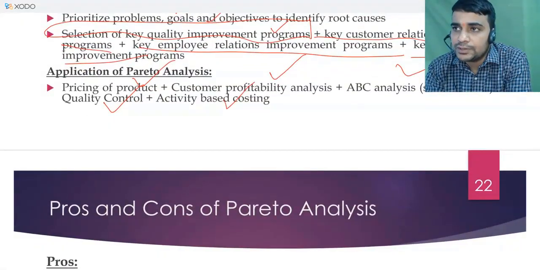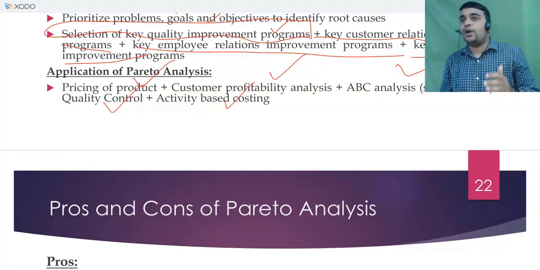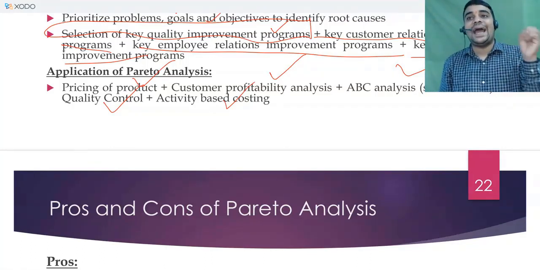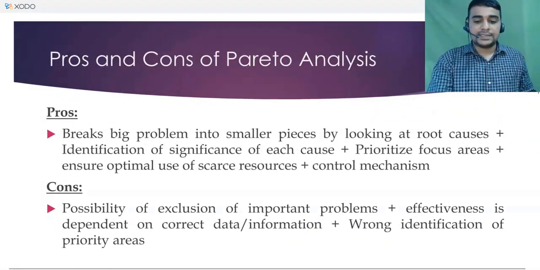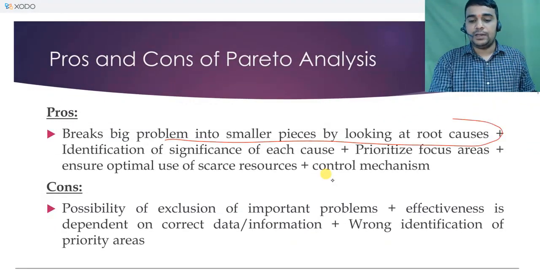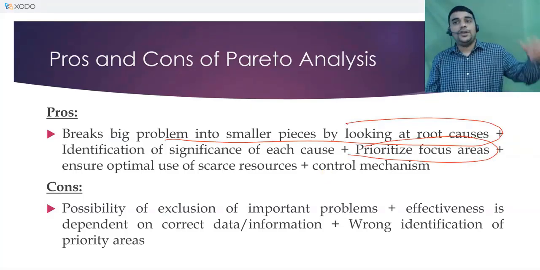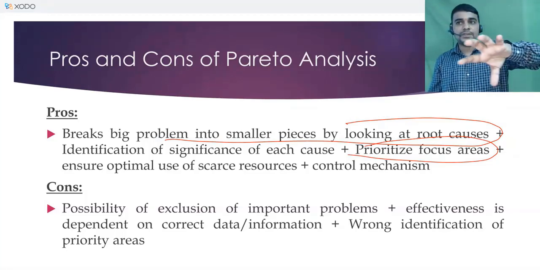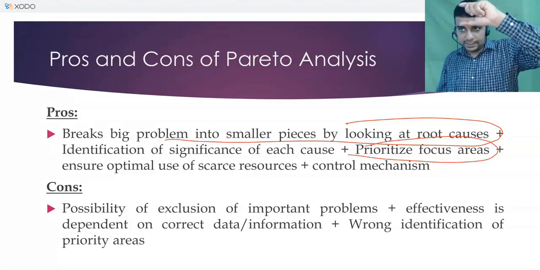Pros and cons of Pareto's analysis. The major thing is it helps you in prioritizing the important issues. So it gives me a direction or guidance as to what I need to do. It breaks a big problem into smaller pieces by looking at the root cause. It prioritizes the focus area. When you prioritize the focus area, what happens is, Mukesh Ambani can work for 12 hours a day or 10 hours a day. So he has that much time only.